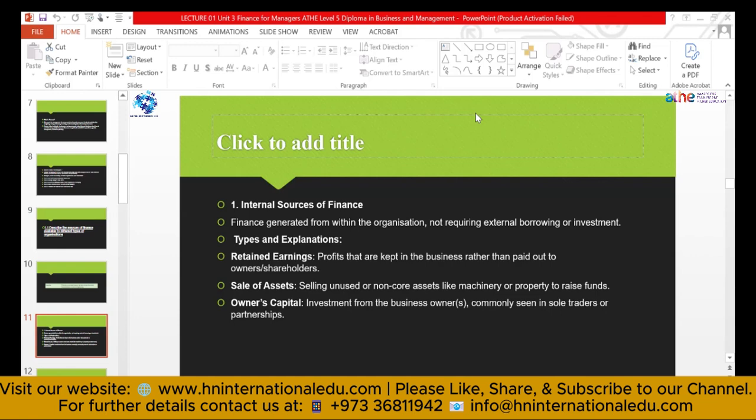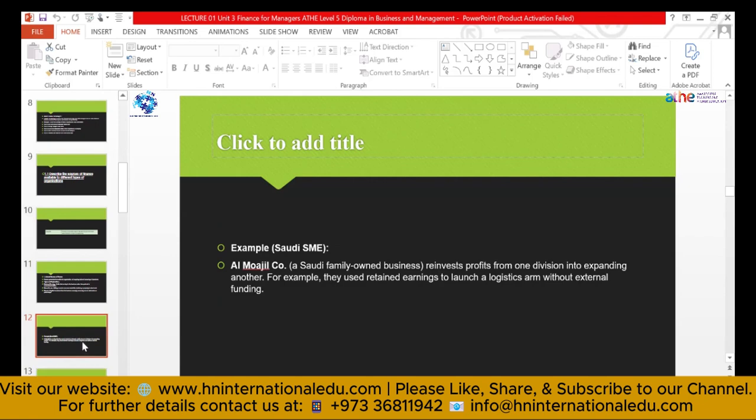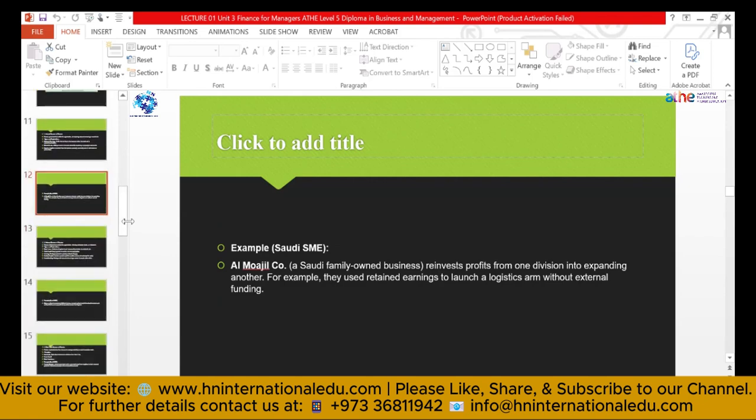Owner's capital, where the owner is the stakeholder, the entrepreneur. It is investment from the business owners, commonly seen in sole traders or partnerships. The business in which only he is working, he is the boss and the worker as well, is the sole trader. If he applies his own money in the business, that is known as owner's capital. The same goes for the partnership. We give a certain amount of money from everyone, with a maximum of 20 people in a partnership, and things go on. For example, Al Muajil Co.